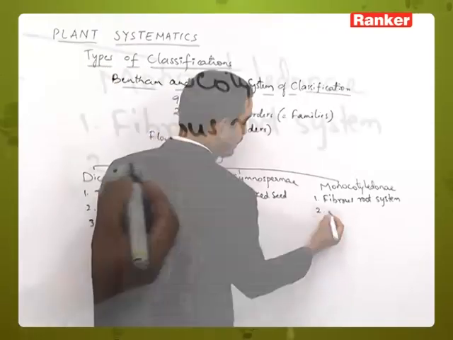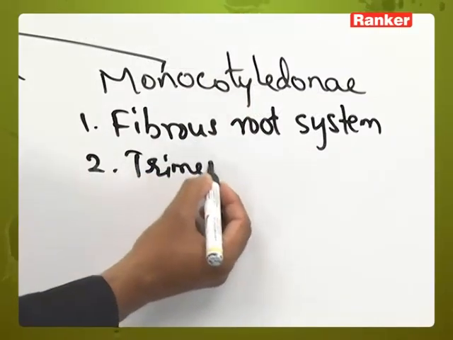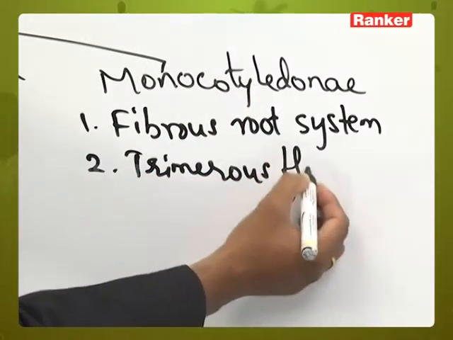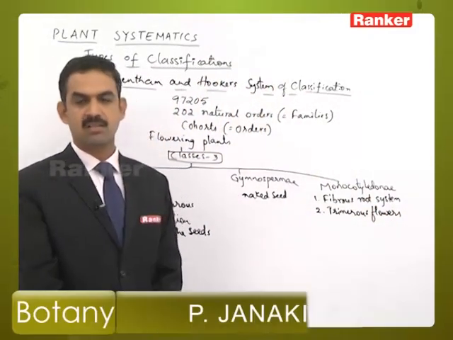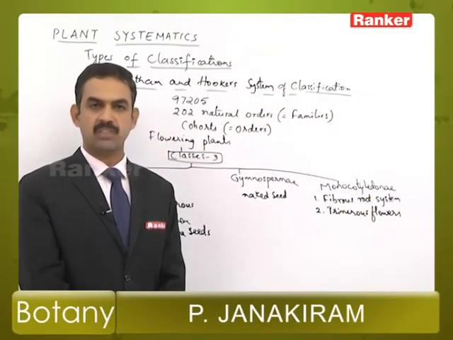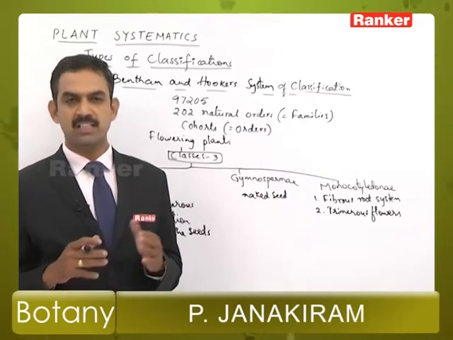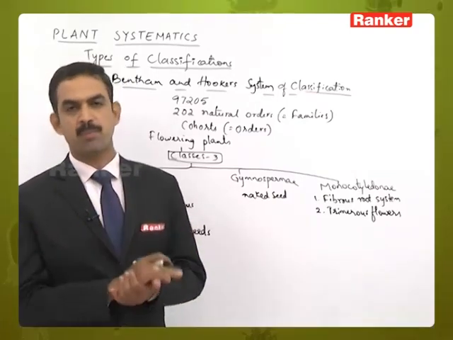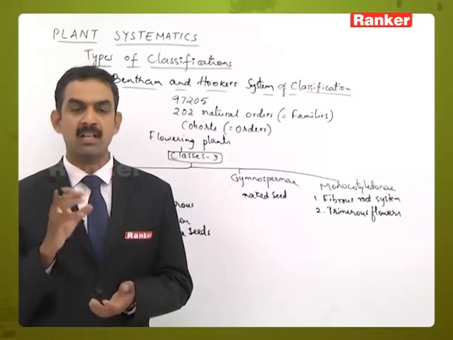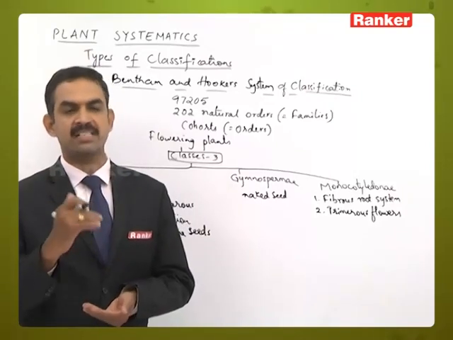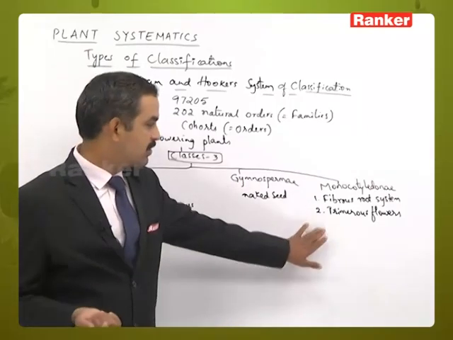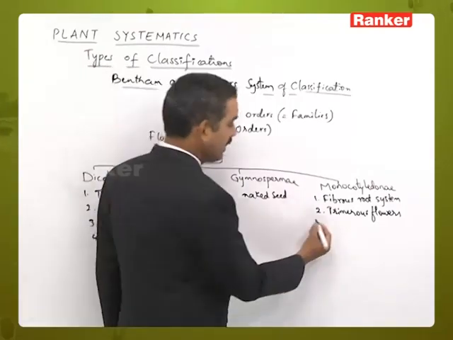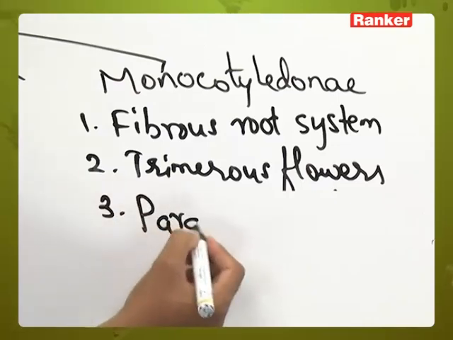Second one, trimerous flowers. Trimerous flowers means the perianth lobes are present in 3 or multiples of 3, and each whorl will contain only 3. If there are 6 perianth lobes, then 3 are in the outer whorl and 3 in the inner whorl. Likewise, 3 or multiples of 3 perianth lobes are present, so we call them trimerous flowers. Parallel venation in the leaves.